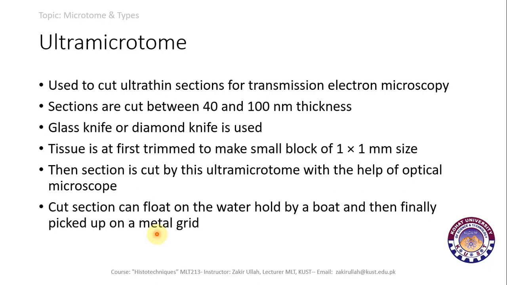The ultramicrotome is the next type of microtome. This type of microtome is used to cut ultra thin sections, and these are prepared for electron microscopy. Usually for transmission electron microscopy, the sections which are prepared with this microtome have a thickness of about 40 to 100 nanometers.